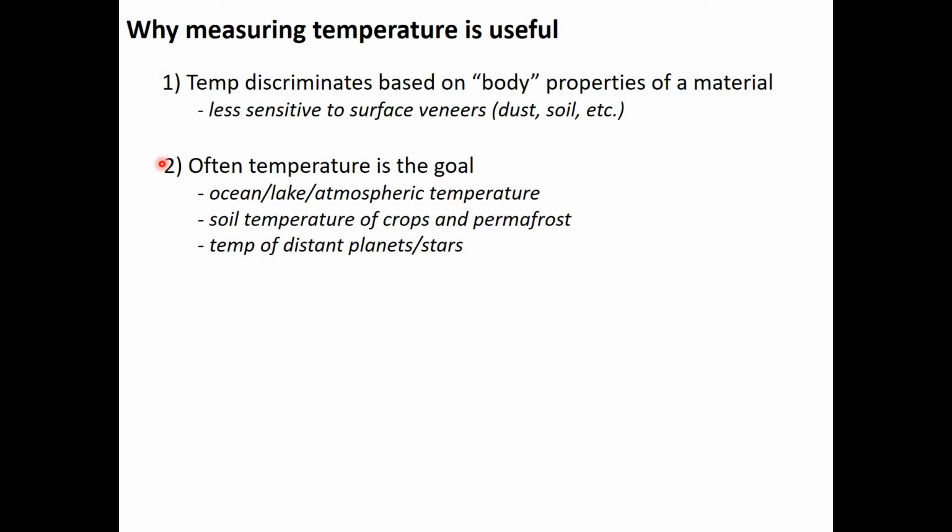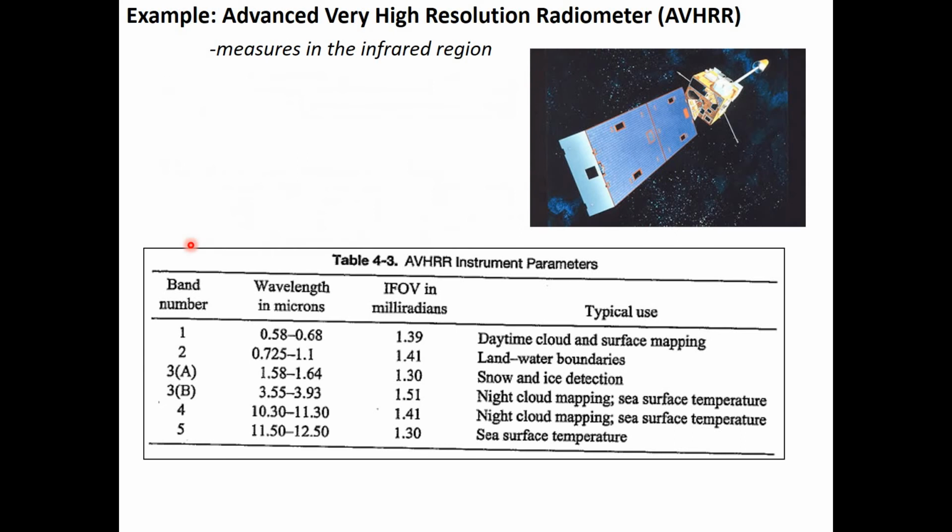More importantly, temperature is often actually the thing we're trying to measure. There are countless earth science applications where temperature is critical: temperature of the oceans, lakes, atmospheres, temperature of soil and crops and permafrost, and the temperature of distant planets or stars if you're an astronomer. So temperature itself is pretty important.